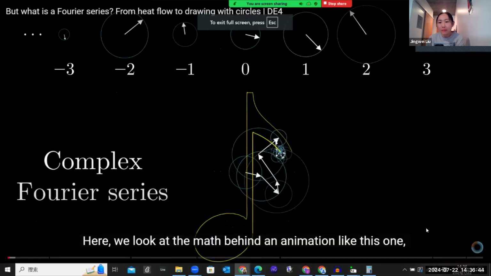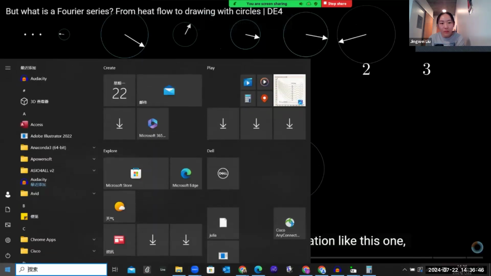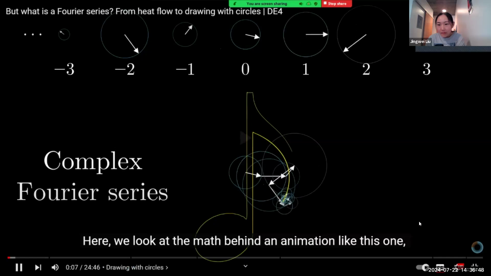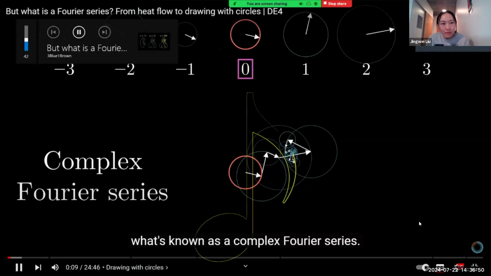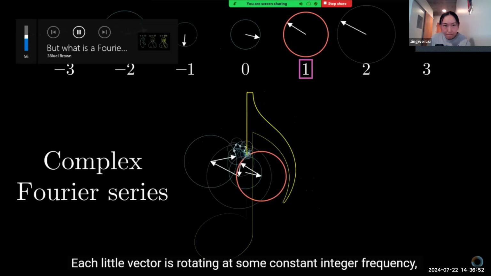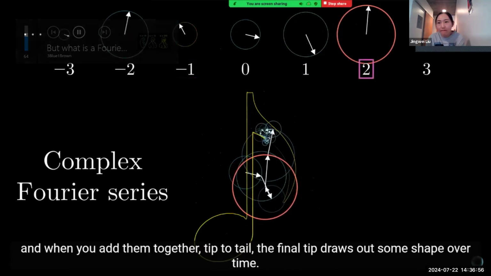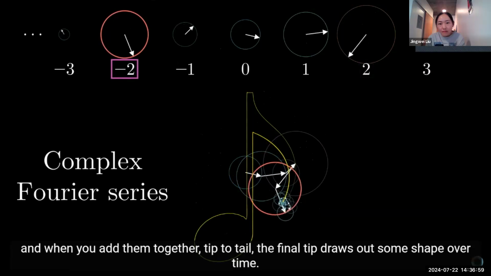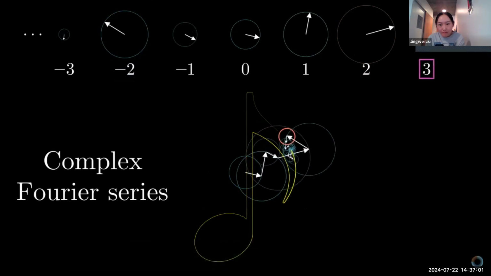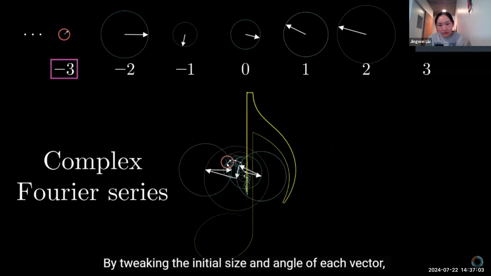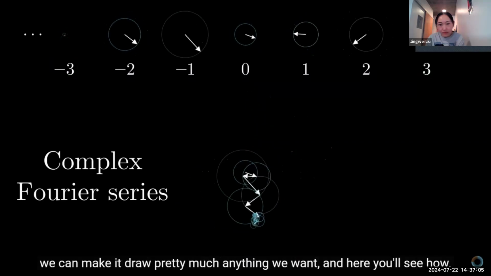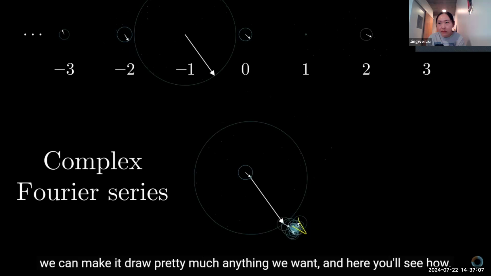Here, we look at the math behind an animation like this one, what's known as a complex Fourier series. Each little vector is rotating at some constant integer frequency, and when you add them together, tip to tail, the final tip draws out some shape over time. By tweaking the initial size and angle of each vector, we can make it draw pretty much anything that we want. And here, you'll see how.